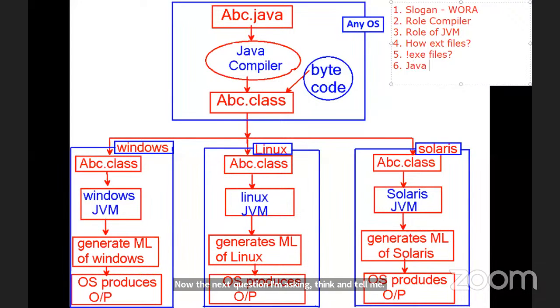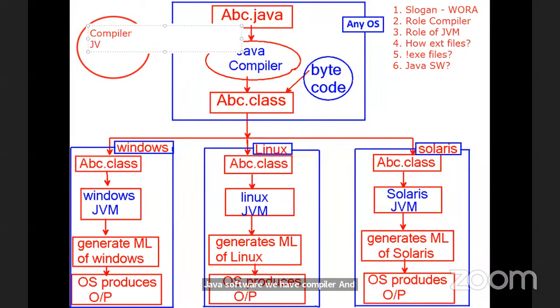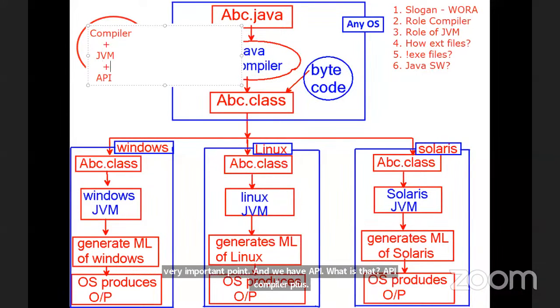What is the meaning of Java software? Yesterday you learned the meaning of C software. C software, or any software, means its components. What are the different things available? Inside Java software, we have the compiler and we have JVM. Very, very important point, and we have API. Compiler plus JVM plus API.